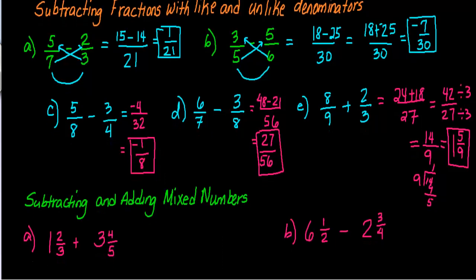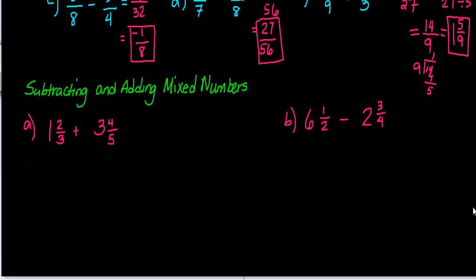Now we're going to work a little bit further down this board, and we're going to subtract and add mixed numbers. This is what I mean. I have a mixed number plus another mixed number. And how do we add these? Well, this is what you need to do. Whenever you have mixed numbers and you're adding them, first convert the mixed number into an improper fraction. Now remember how we did this.